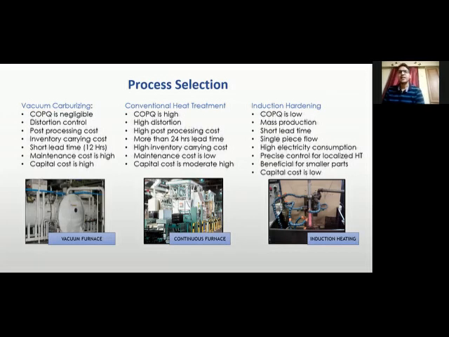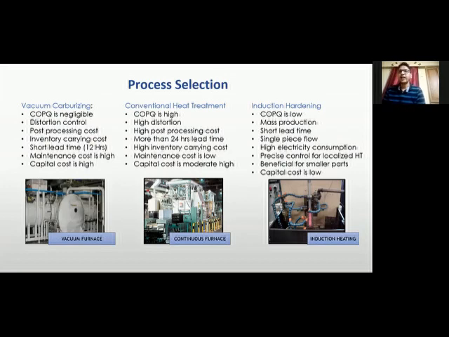So we consider conventional heat treatment. The cost of poor quality is high because of the presence of oxygen in the atmosphere. So a grinding process is required to remove that oxide layer from the component, so excess grinding stock has to be maintained on the component, and the cost of the metal increases. Also, post-processing cost is high, that is shot peening, shot blasting, as well as straightening operation. And the lead time is more than 24 hours, so high inventory should be maintained. The inventory cost also increases in the conventional process. Maintenance cost is low as compared to a vacuum furnace, and capital cost is moderately high.